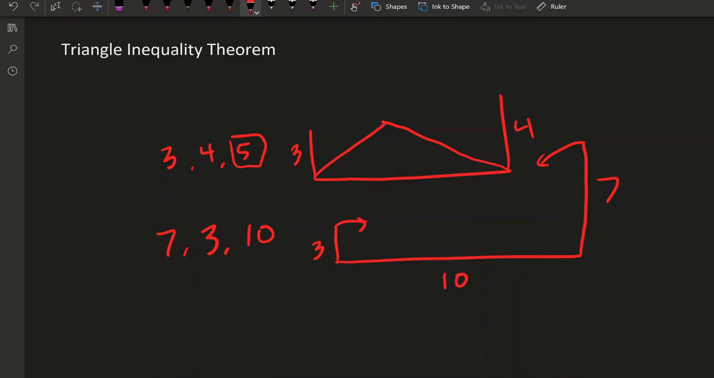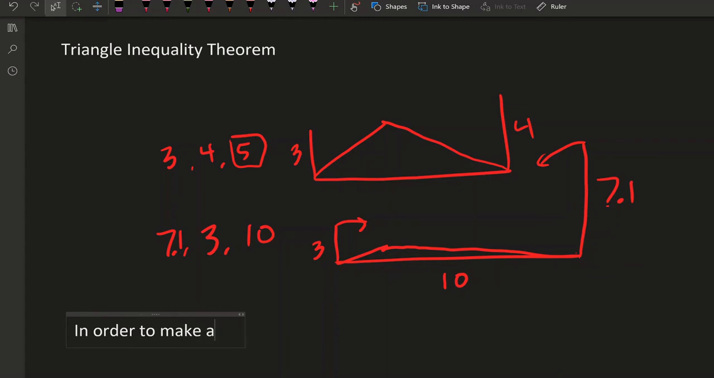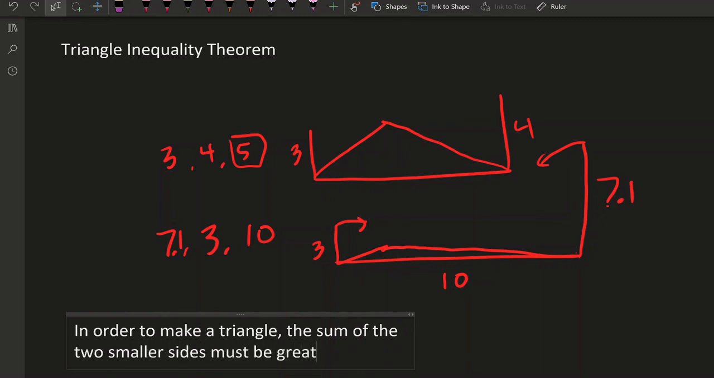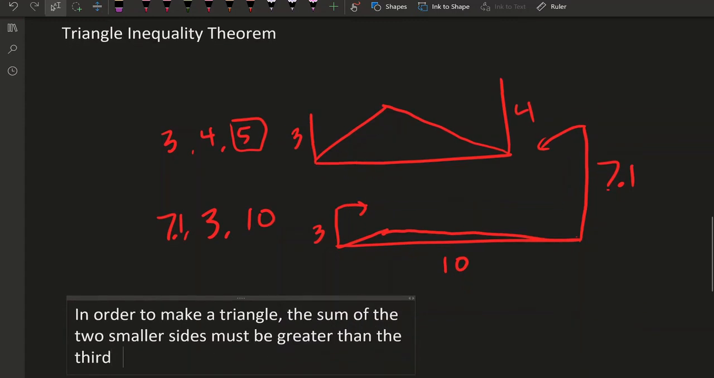However, if I made this one just a little bit bigger, like 7.1, now they would fall down and it would be really, really close. That's too big. It would be something like this. But it would be a triangle. So the rule is, in order to make a triangle, the sum of the two smaller sides must be greater than the third side.